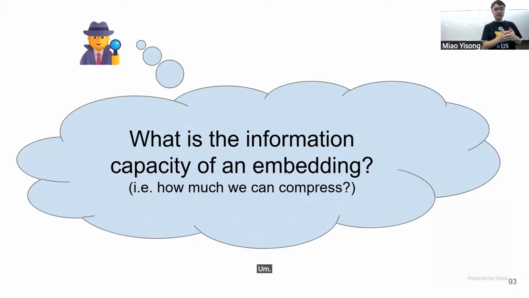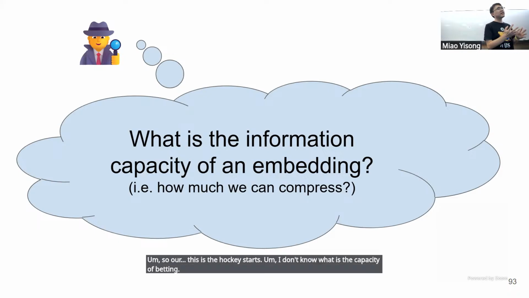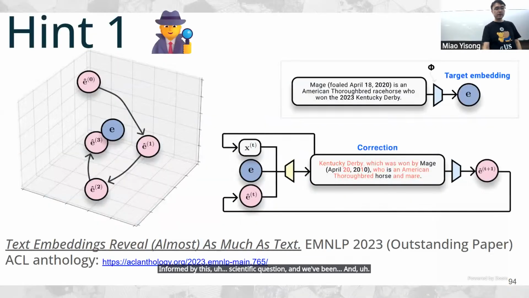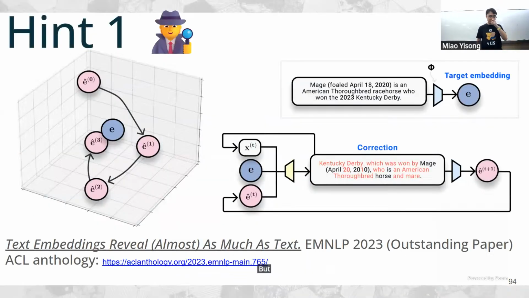So the physics of the talk is that we want to diagnose what is the capacity of embedding, informed by this scientific question. We can then design a compression algorithm. But let me give you one thing. This is my favorite paper from EMNLP. I think many of you were there because it's a local conference.